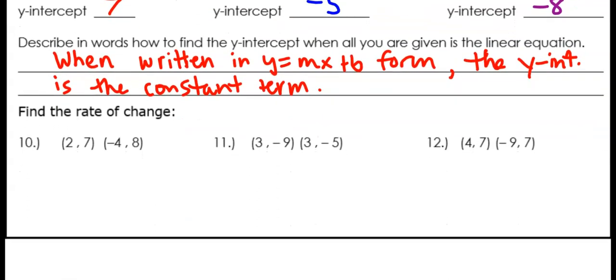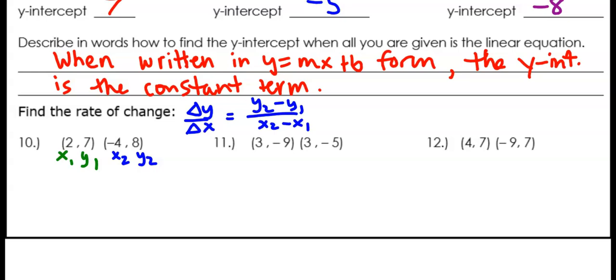The last 3 questions for this section ask you to find the rate of change. Remember, we do that by finding the change in y divided by the change in x. You might know it as y2 minus y1 divided by x2 minus x1. So the first thing I'm going to do is label my points, x1 and y1, and x2 and y2. This helps me to put it in my giant subtraction fraction in the right order. y2 minus y1 over x2 minus x1. Use a calculator to compute. It can reduce the fraction for you, or you can do it on your own.